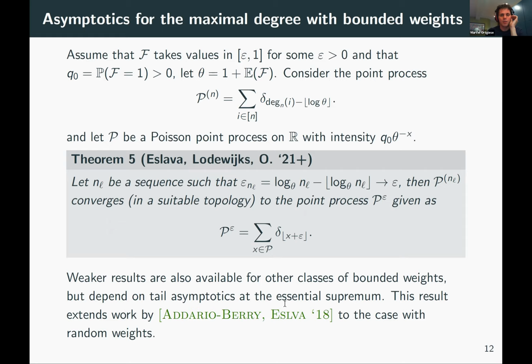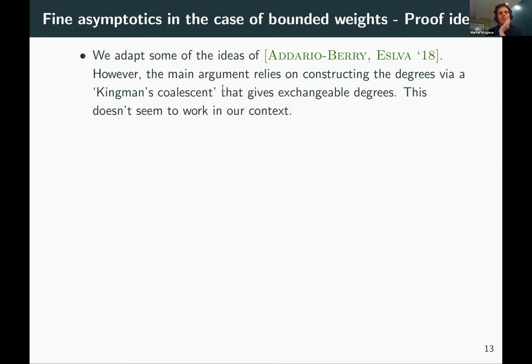However, it's not so straightforward to adapt their results. They use some really nice techniques, and they very much rely on constructing the degrees by using what they call a Kingman's coalescence. It's not exactly the Kingman's coalescence you know from coalescence theory, but it's a way of constructing your graph differently, and that gets exchangeable degrees, and somehow that simplifies your analysis a lot. What we have to do instead is sit down and do it by hand.